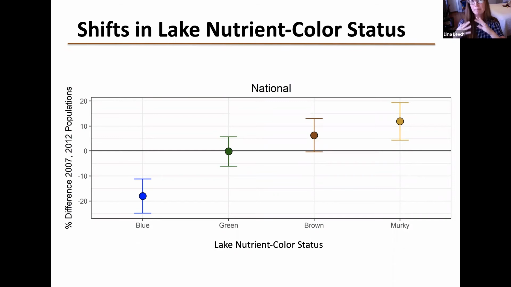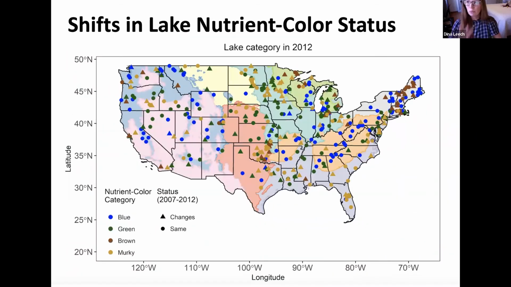And the data for 2017 was just recently released. It takes a while to clean it up before it's released to the public. So we're excited to go back to the data set and see what happened over the next 5 years to 2017. So what does this look like across the nation?